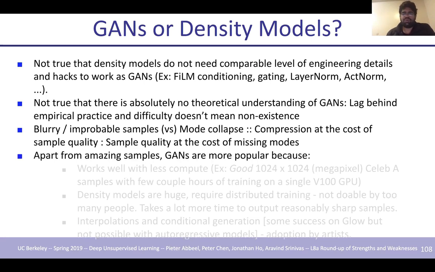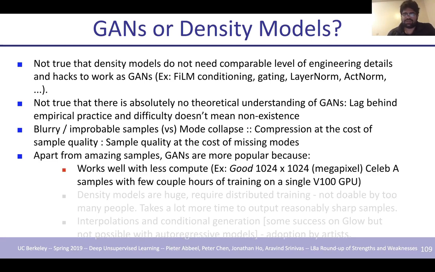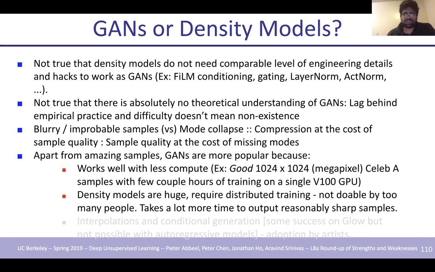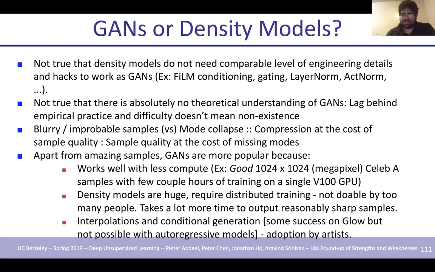So mostly, apart from the fact that they can produce amazing samples, GANs are popular because they can work with much less compute. For instance, in order to generate a 1 megapixel image for an autoregressive model or even a latent space autoregressive model, you need to use at least 512 cores of TPU because you need such large batch sizes. Whereas for GANs, you can make it work with a single V100 GPU. So that's one reason why GANs are clearly preferred over density models, because of the amount of time taken to train as well as sample. And you can also see better interpolations and better conditional generation in GANs.